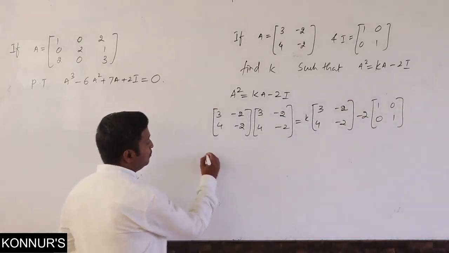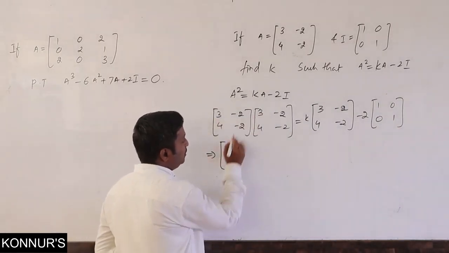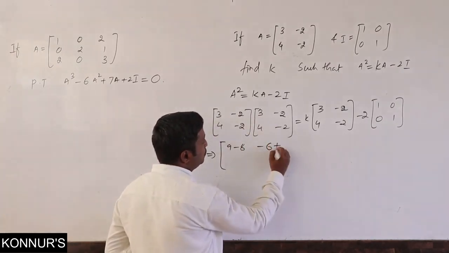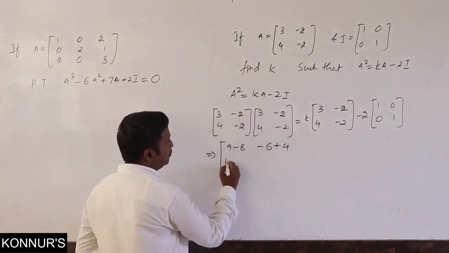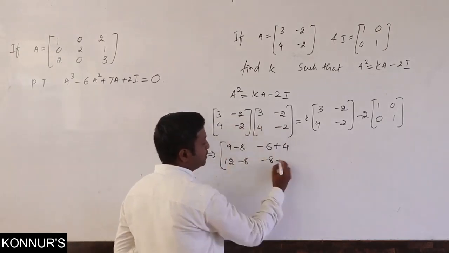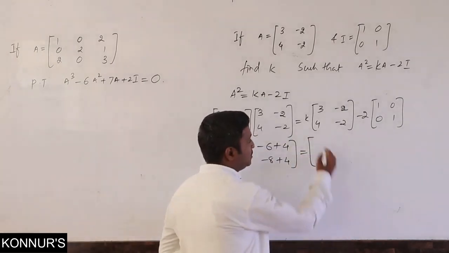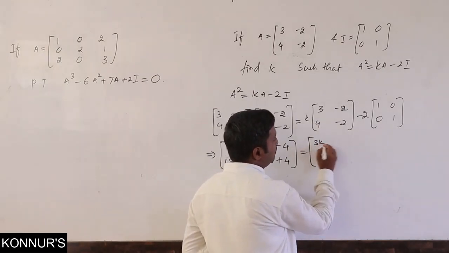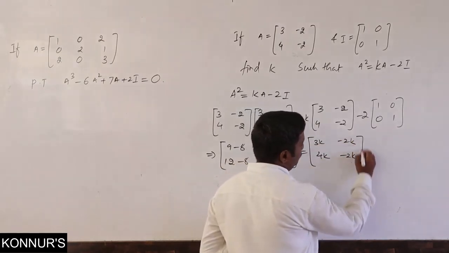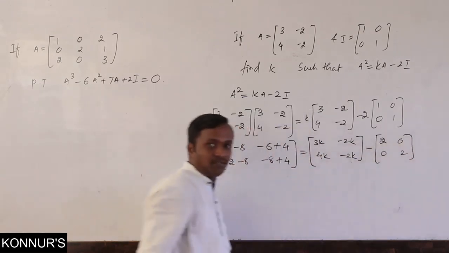Now what will I do? Matrix multiplication, as per the usual procedure. 3 into 3 is 9, minus 2 into 4 is minus 8. 3 into minus 2 is minus 6, minus 2 into minus 2 is plus 4. 4 threes are 12, minus 2 into 4 is minus 8. 4 into minus 2 is minus 8, minus into minus is plus 4. You have to be very careful with matrix multiplication. Next, K multiplied: 3K, minus 2K, 4K, minus 2K. 2 multiplied by the identity gives 2 0, 0 2. Right? Simplify.